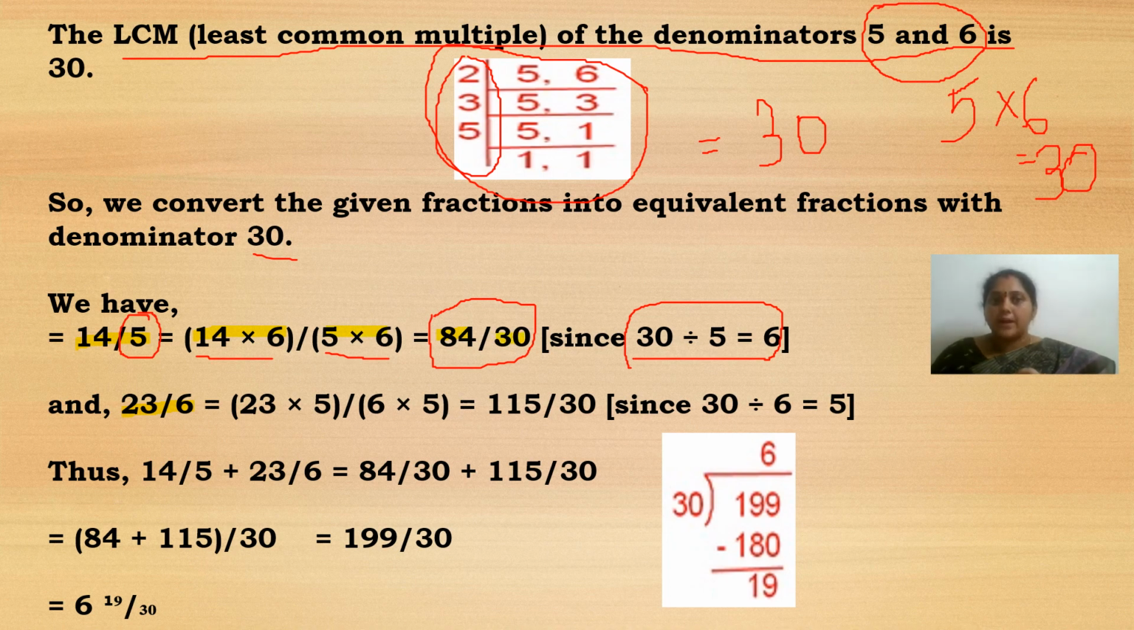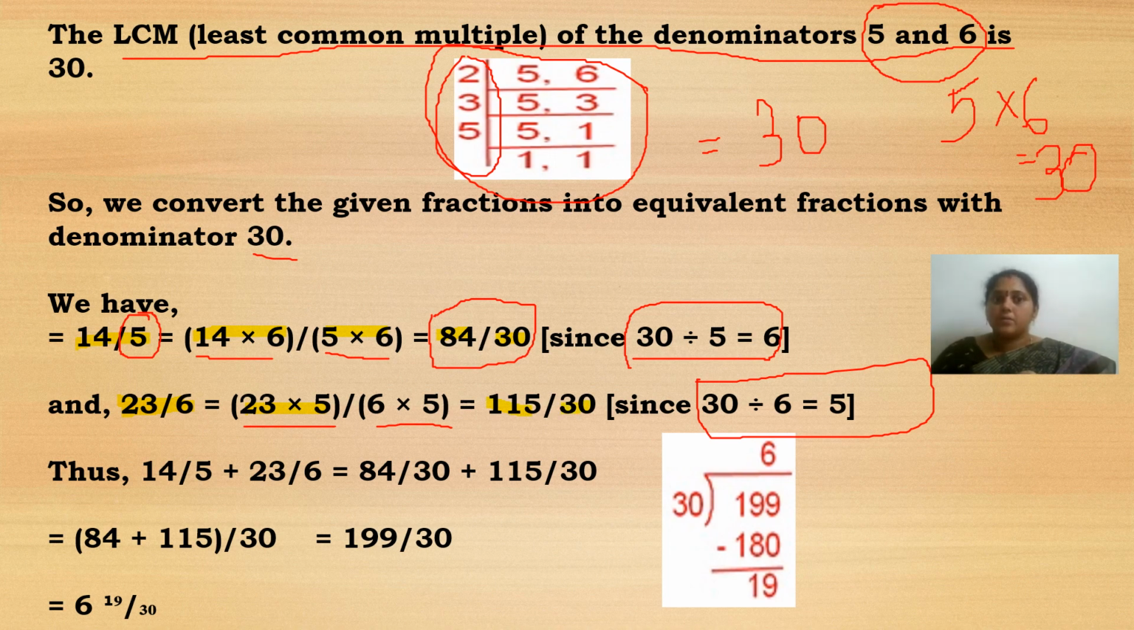Now we have to do the same for 23 by 6. How are we going to find it? When 30 is divided by 6, we get 5, right? Now this 5 should be multiplied with 23 and 6. So when we multiply 23 into 5, our answer is 115, and 6 into 5 is 30.